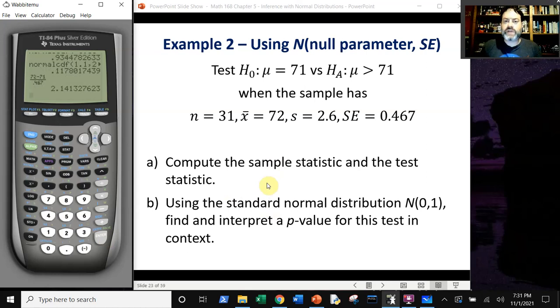If you want to try it again, try it on your own, pause the video. If not, we're going to roll ahead. Look at part B now. Using the standard normal distribution, find and interpret a p-value for this test in context. Well, we still have to draw the picture by hand. I am telling you, if you get in the habit of not drawing these pictures, it will backfire because of how complicated this stuff gets in Chapter 6. So we know it's a right tail, and we know where 2.14 is on the graph.